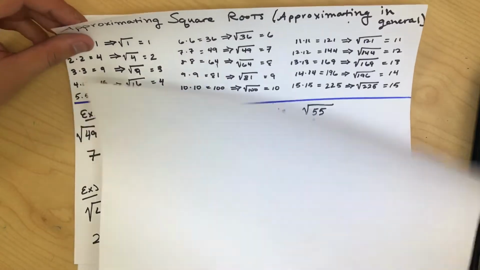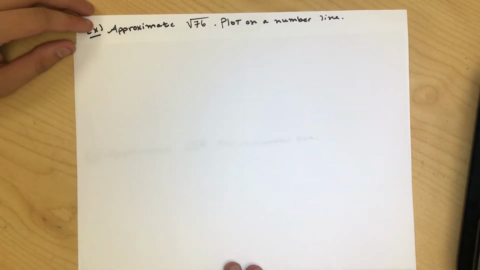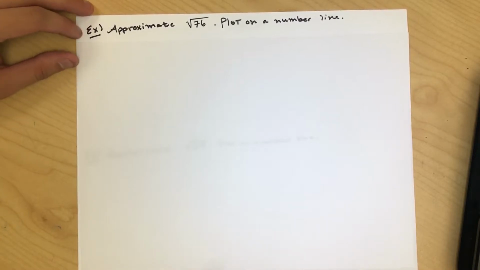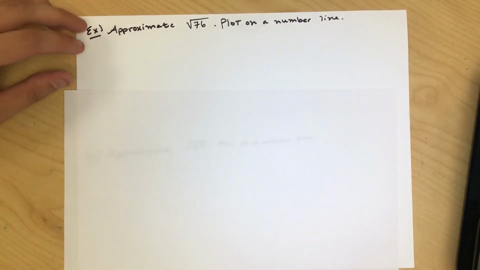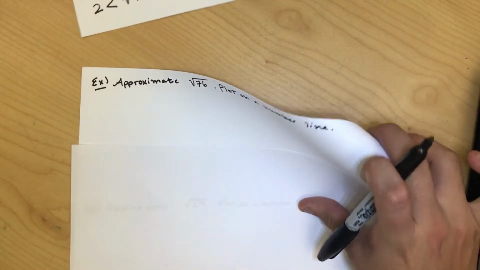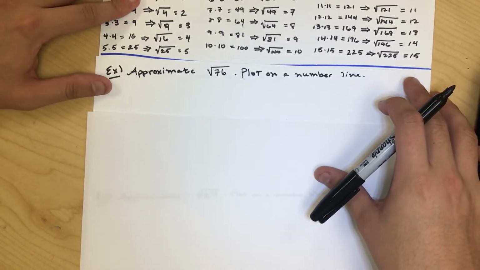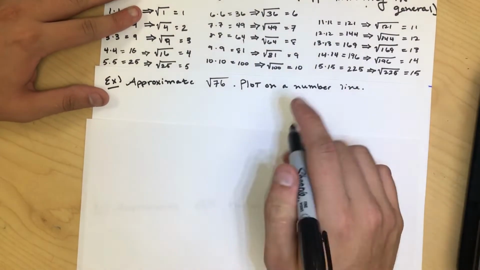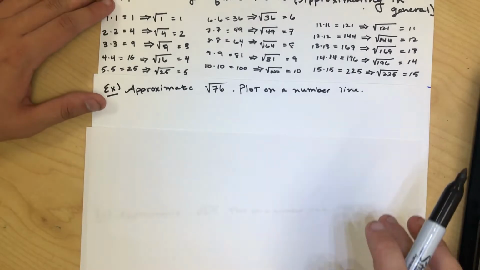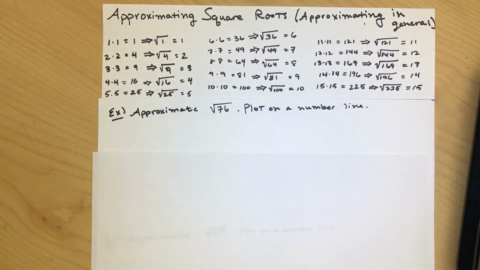Let's go to this next slide. And now it says approximate the square root of 76 and plot on a number line. Okay, so maybe what I'll do is bring back this little cheat sheet so we can keep looking at it, because it's pretty helpful. It's pretty helpful to memorize these. You do want to be quick with all these square roots and just have them in the back of your head. Okay, so here's what we're gonna do for this one.